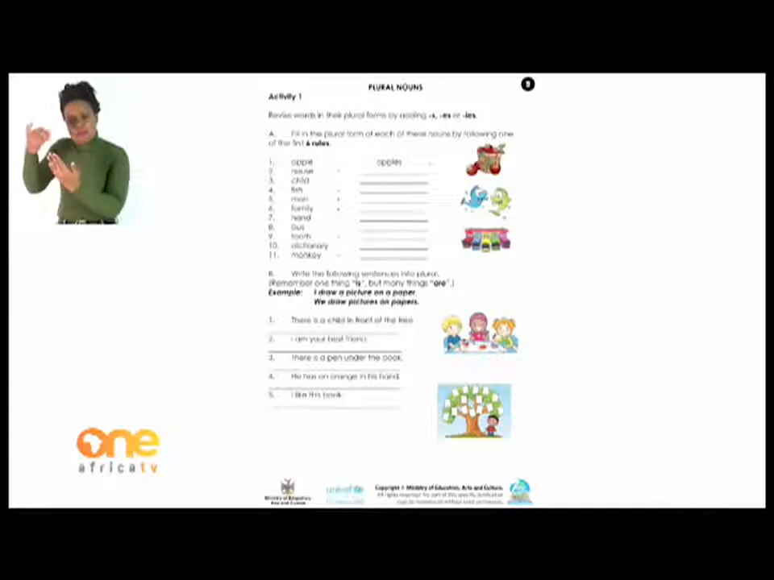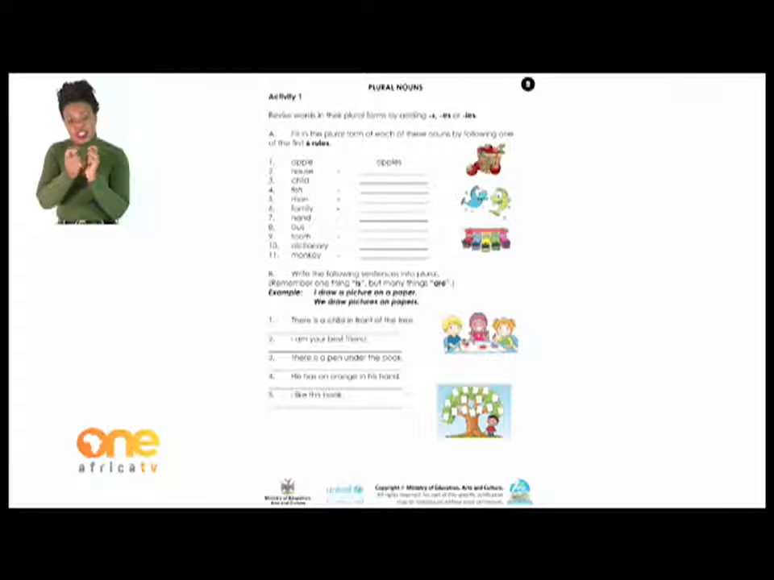Number one is saying, there is a child in front of the tree. How are you going to change that sentence and write the nouns into their plural forms? The nouns that we are having there are tree and child.